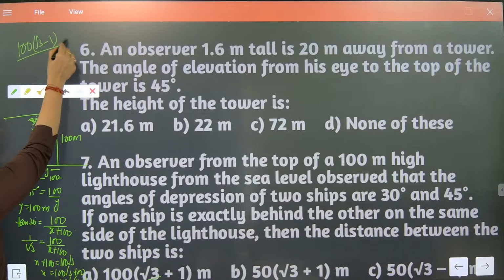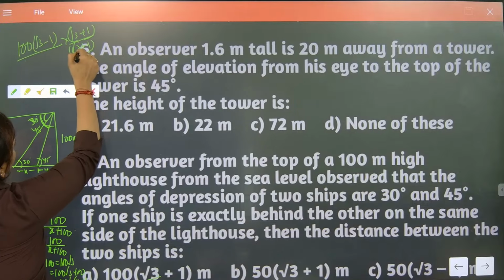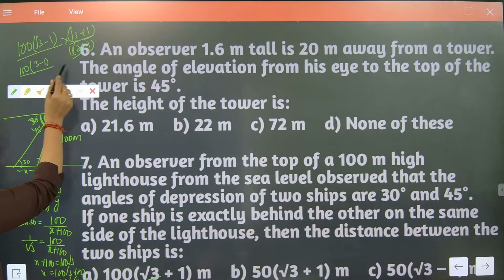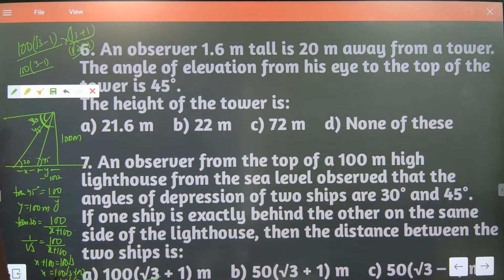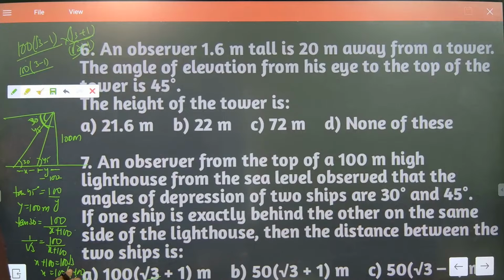So you do one thing, you rationalize it. Root 3 plus 1 and root 3 plus 1. So when you are rationalizing it, it will become 100 times root 3 minus 1, because root 3 plus 1 by root 3 plus 1 is coming. Seriously, there is something, root 3 minus 1. Why is the answer not written anywhere?